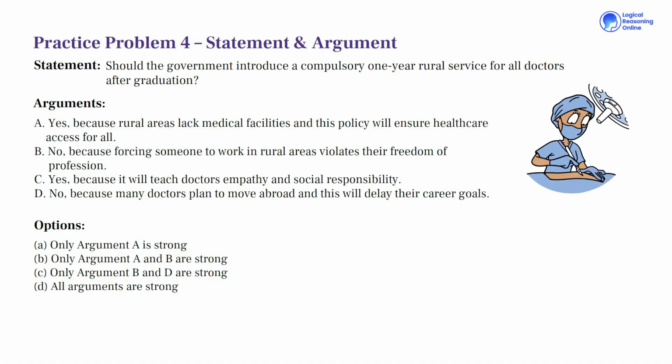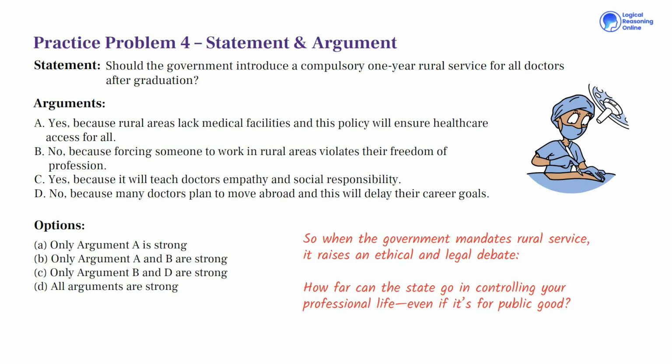Argument B. No, because forcing someone to work in rural areas violates their freedom of profession. Now we are stepping into a constitutional layer of reasoning. This argument isn't just saying it's not fair, it is invoking a fundamental right. In many countries, the Constitution guarantees the right to practice any profession or carry out any occupation. So when the government mandates rural service, it raises an ethical and legal debate.